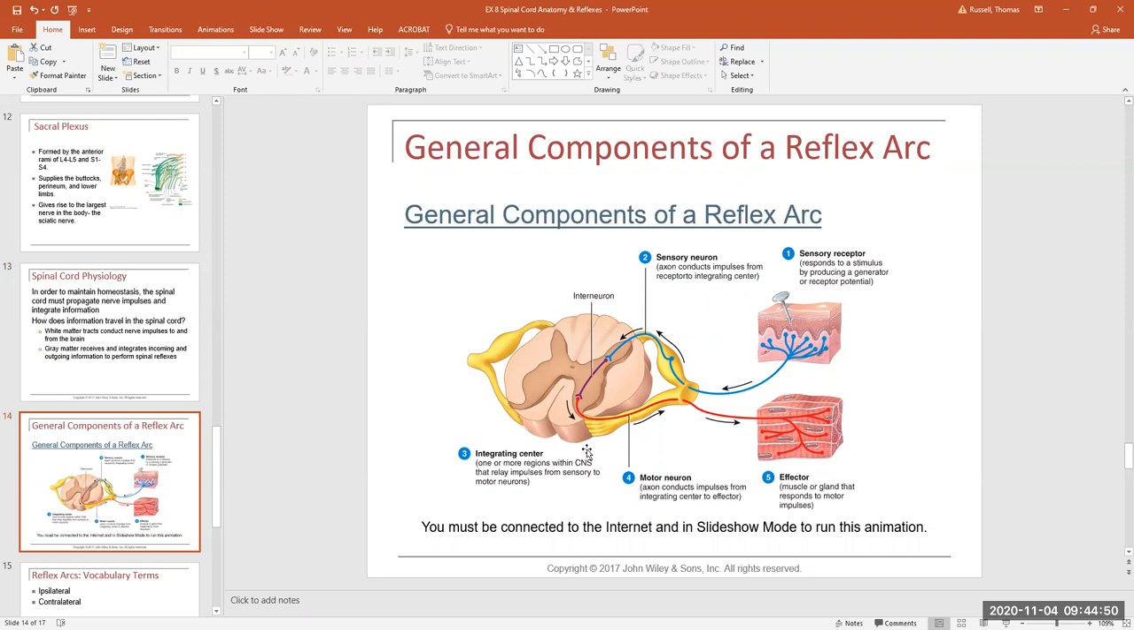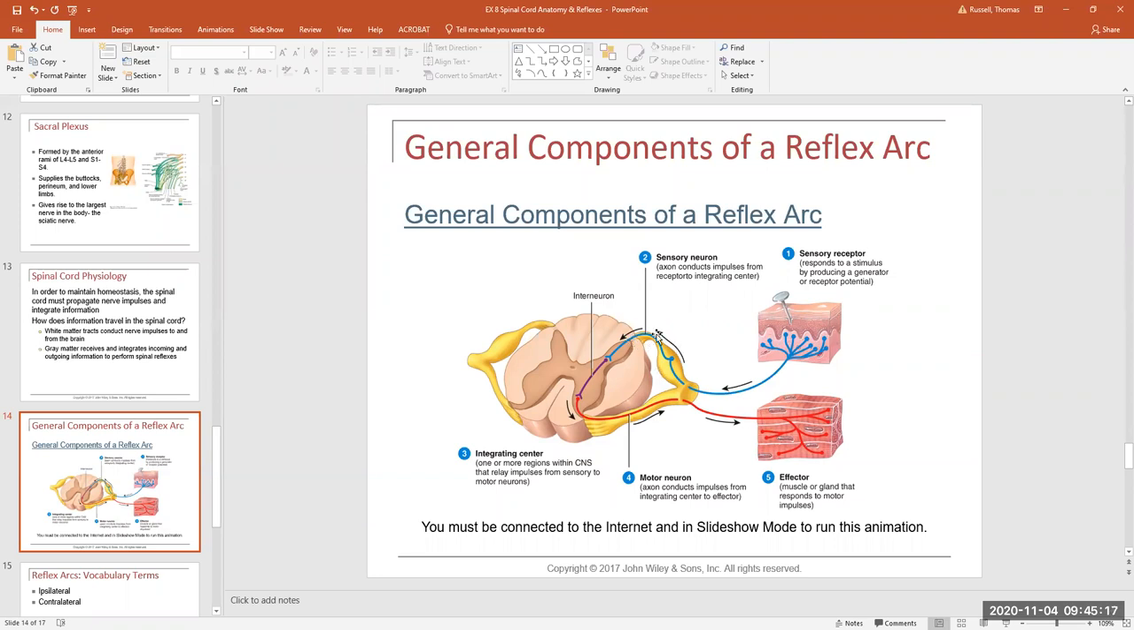So let's look at this simple reflex. Here they show the skin with a nail going into the skin. Obviously, that's going to hurt. So we have sensory receptors in the skin that will respond to us sticking our skin with a needle or a nail. That sensory neuron would then fire an action potential up the nerve. It would always carry the information up what's called the posterior root of the spinal nerve.